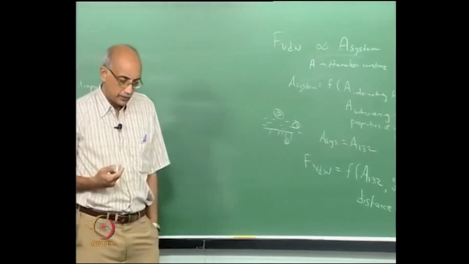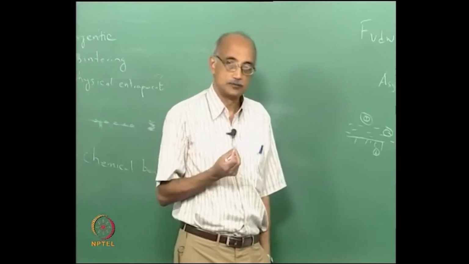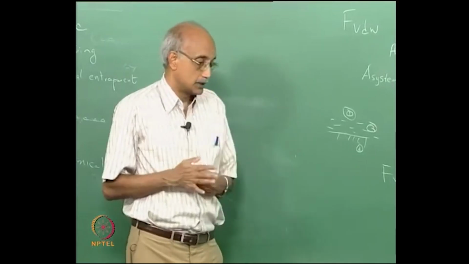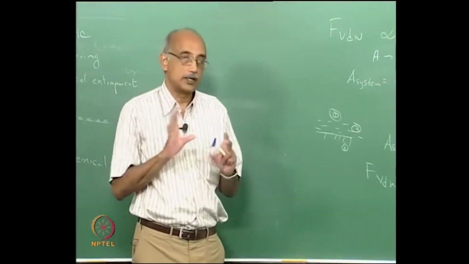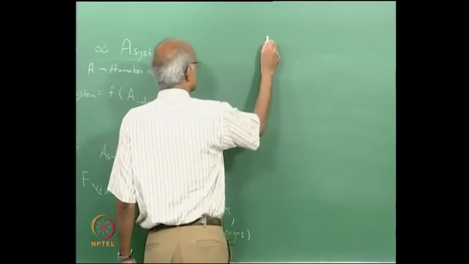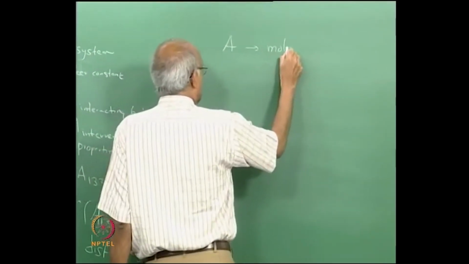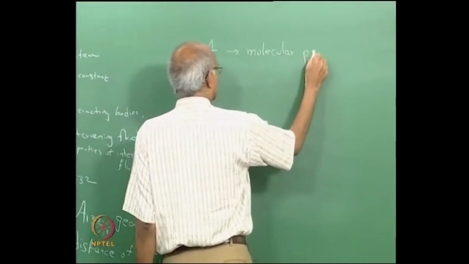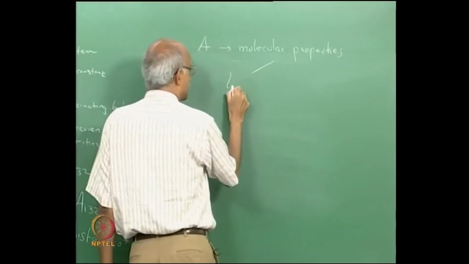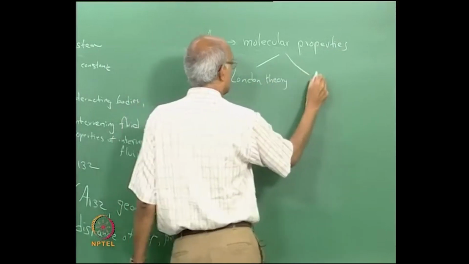The Hamaker constant, by the way, is itself a function of the molecular properties of the fluid. Now, how do you calculate the Hamaker constant? There are really two theories of calculating the Hamaker constant of a fluid. So it depends on molecular properties. And the two theories are London theory and Lifshitz theory.